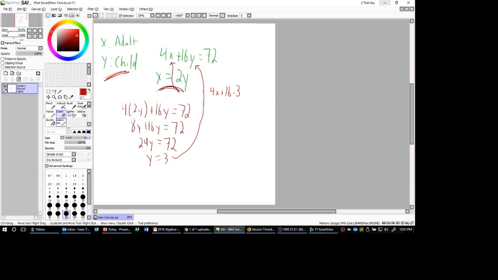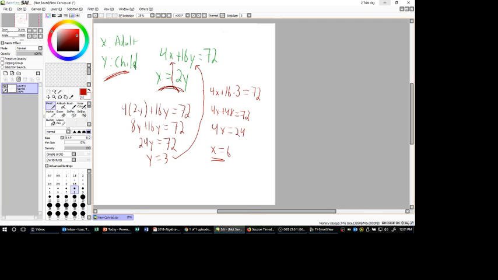Let's get this out of there. Okay, so 4 times x plus 16 times y, but I plugged in 3 for y, is supposed to be $72. 16 times 3 is going to be 48. And you can see we're on our way to solving for x. Subtract 48 from both sides. And divide both sides by 4. And I get x is 6.